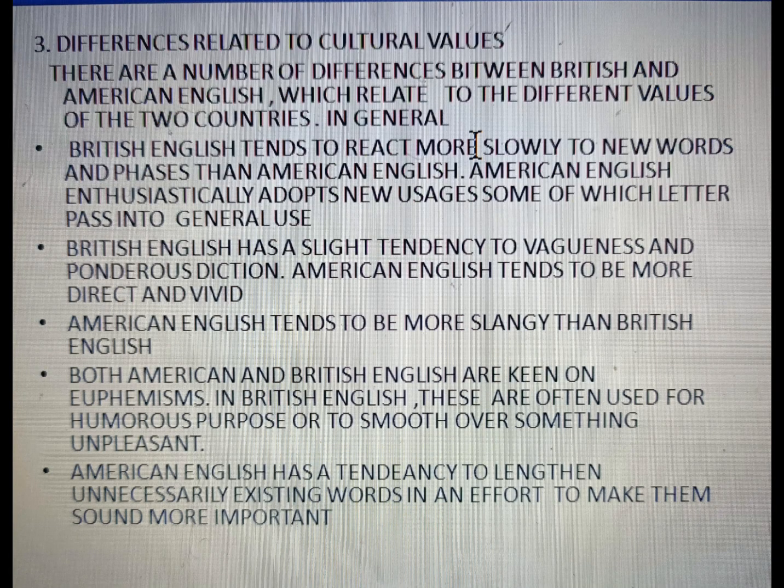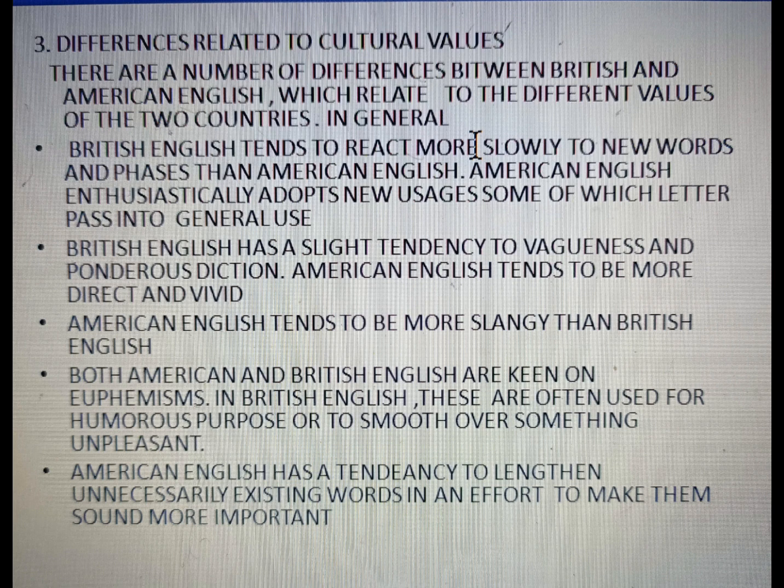Three, differences related to cultural values. There are a number of differences between British and American English which relate to the different values of the two countries in general. British English tends to react more slowly to new words and phrases than American English. American English enthusiastically adopts new usage, some of which later passes into general use.